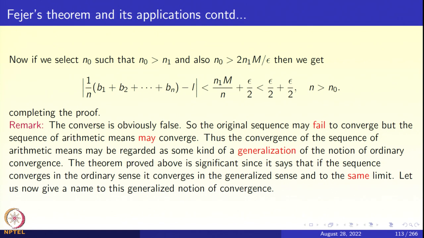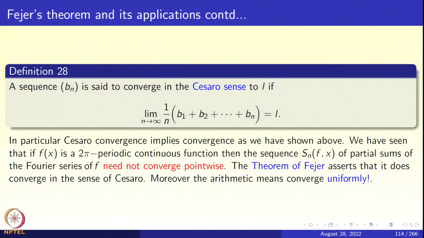So this generalized convergence has a name, and it is called Cesaro convergence. We say that a sequence bn is said to converge in the Cesaro sense to L if the sequence of arithmetic means converges to L, namely the limit as n tends to infinity of 1 upon n times (b1 plus b2 plus ... plus bn) equals L. So what Cauchy's first limit theorem says is that ordinary convergence implies Cesaro convergence. The converse is not true. As I said, 1, 0, 1, 0, 1, 0, the sequence which alternates between zeros and ones, is convergent in the sense of Cesaro, but it is not convergent in the ordinary sense.